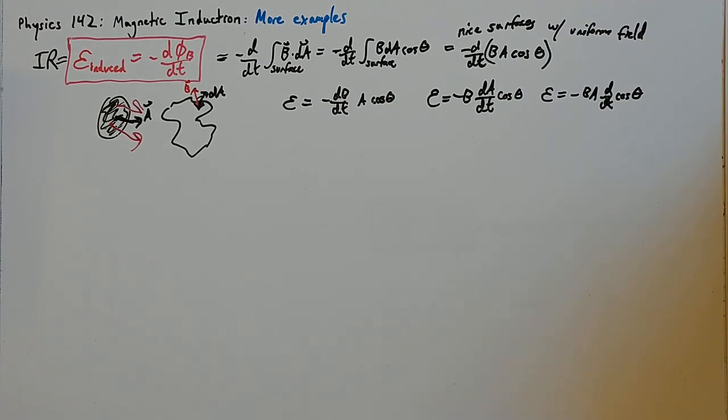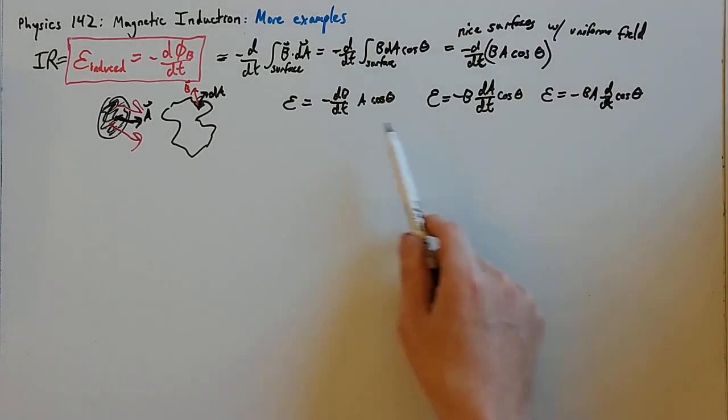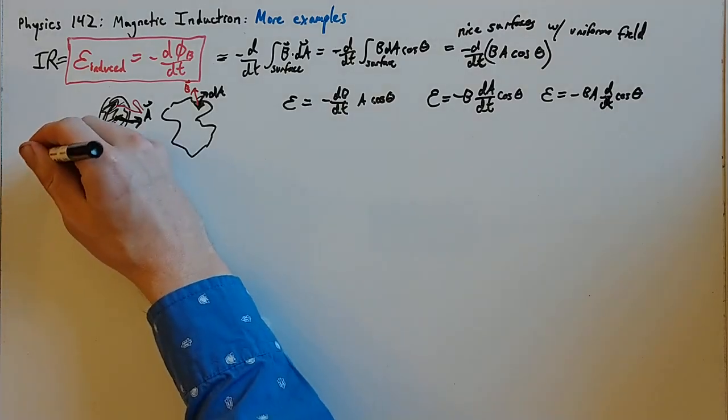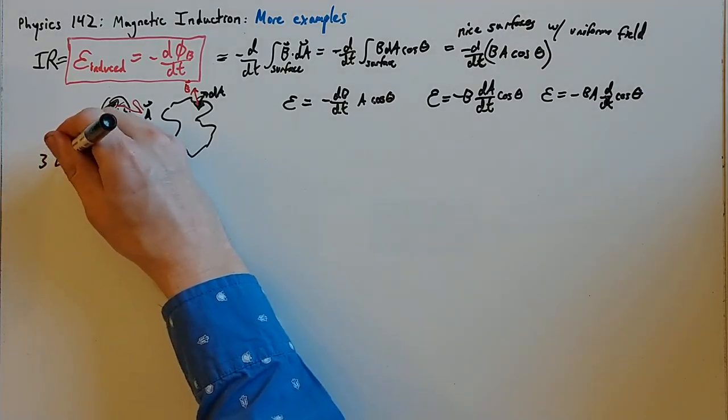And so in this video, I want to do one more example of changing each of these. One example where each of these things is changing, just to really give you a sense of how changing magnetic flux is inducing a potential difference and therefore inducing a current. So let's start then with the following example. All right, so let's do three examples.